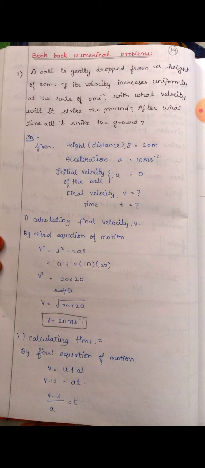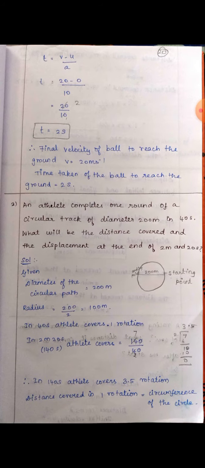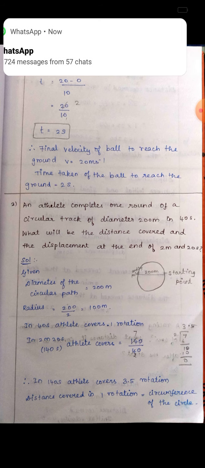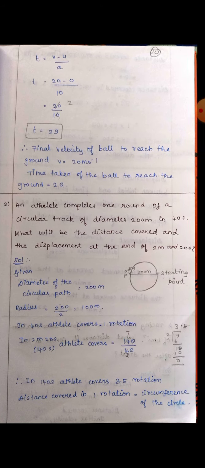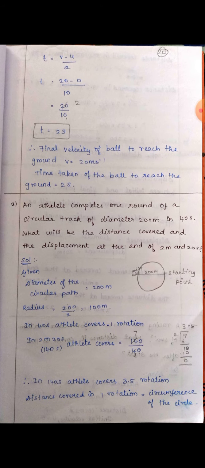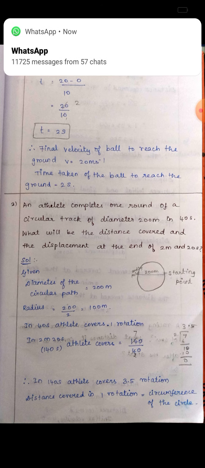What is the v? We found it in the first step, 20 meter second to the power of minus 1. Initial velocity is 0 and acceleration is 10 meter per second squared. So 20 minus 0 by 10 is 20 by 10. That is, t is equal to 2 second. So the final velocity of the ball to reach the ground, v, is equal to 20 meter second to the power of minus 1. Next, the time taken is 2 second. Now look at the next question.